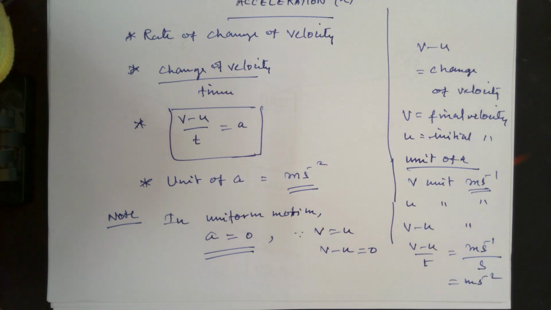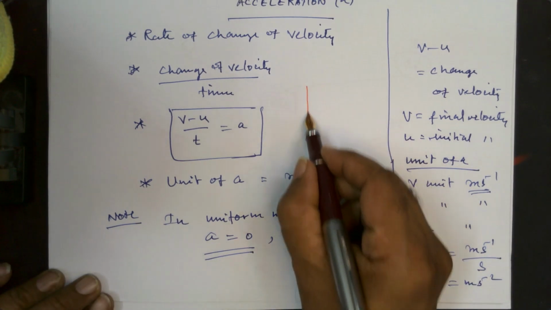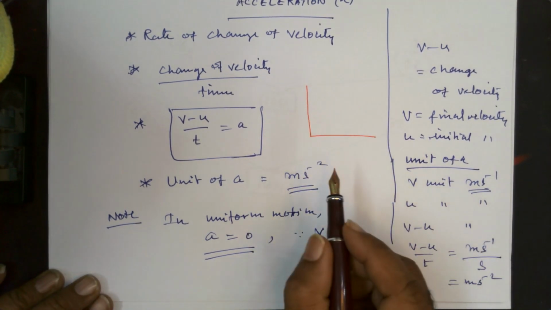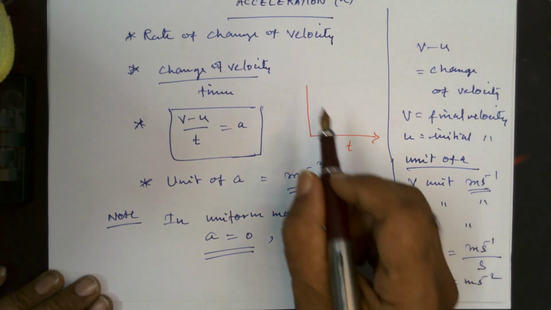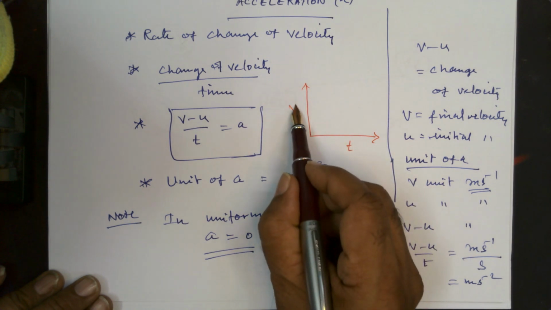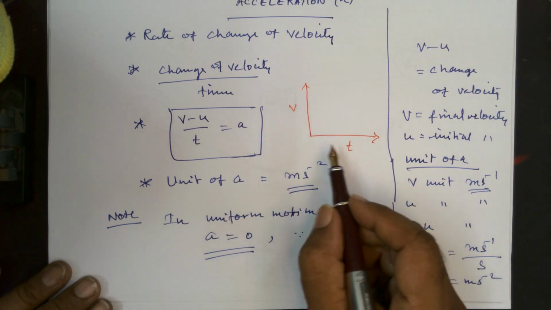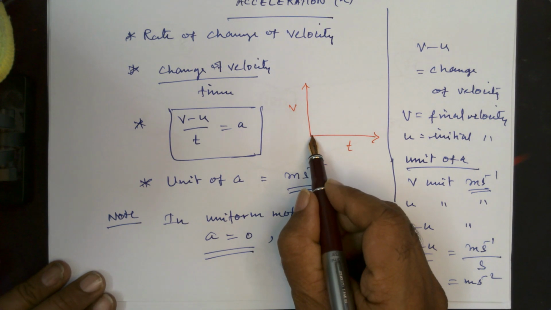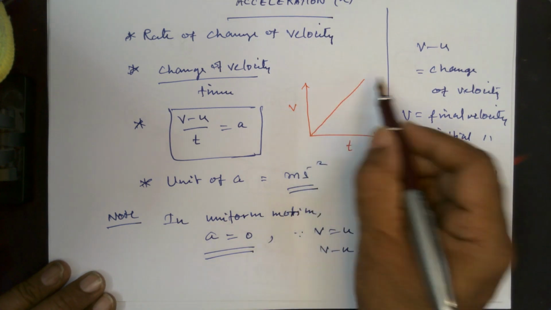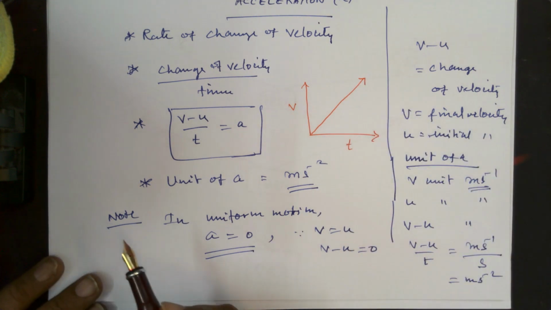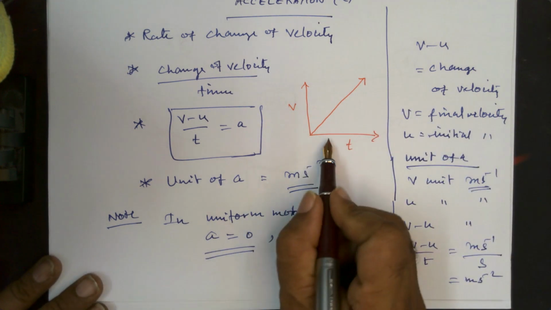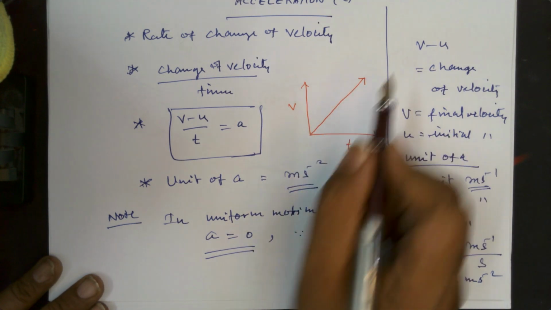Now this accelerated motion can be represented by a graph like this. Y-axis, x-axis. In the x-axis, you can mention the time in second. In the y-axis, the velocity. So, the change in velocity with respect to time. So, this is the accelerated motion. Are you able to follow? For every change of time, there is a change of velocity.